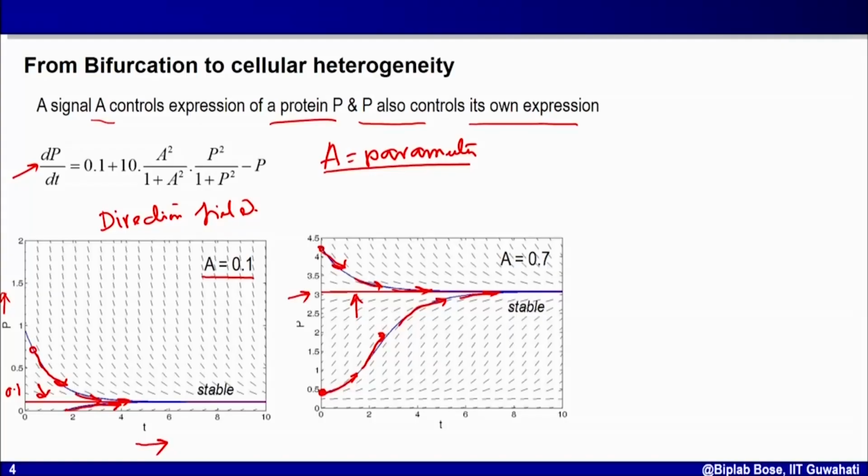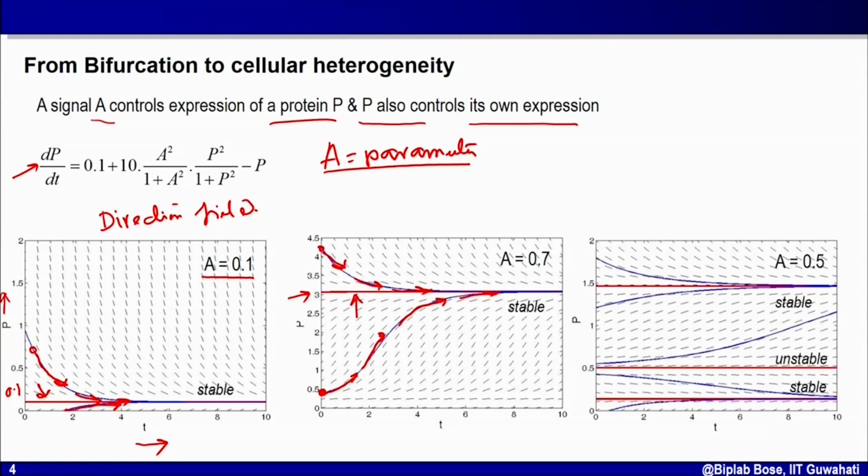So what I have observed in these two direction fields is that for a lower value of A, that is the input signal, I have a stable steady state whose value is lower, around 0.1 or something, whereas when I increase A to a higher value like 0.7, I have another steady state which is stable, but its value is higher, around 3.